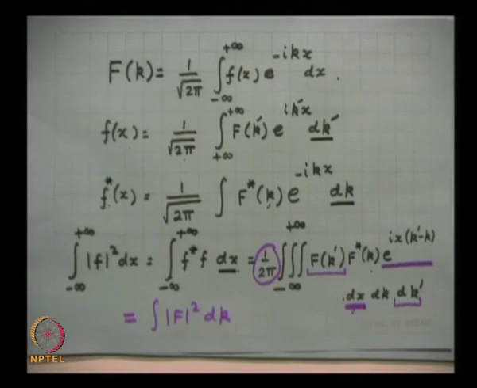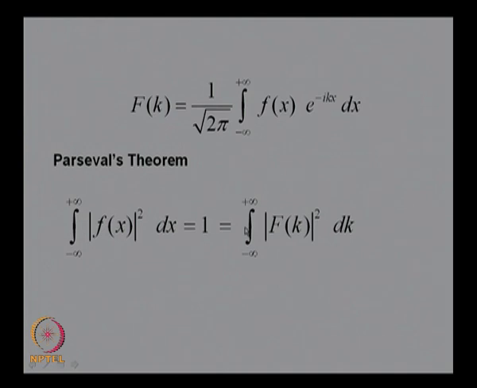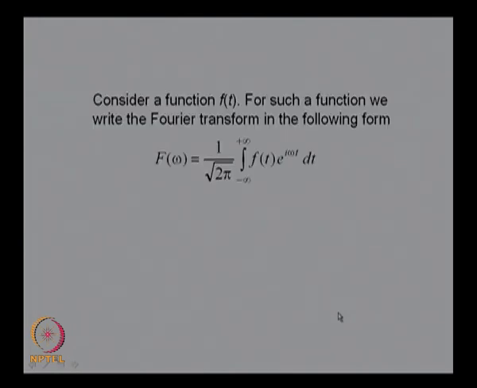So, this is what I have tried to show here. For any arbitrary well behaved function, if I square this and integrate over dx, then the result is equal to 1. So, if the function is such that the integral of mod f square dx, the area under the curve, is 1, then the area under mod f of k square will also be equal to 1. That is what Parseval's theorem says: if one of them is equal to 1, then the other one is also 1. This is also known as the normalization condition.